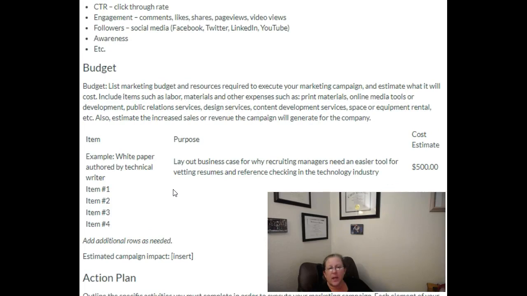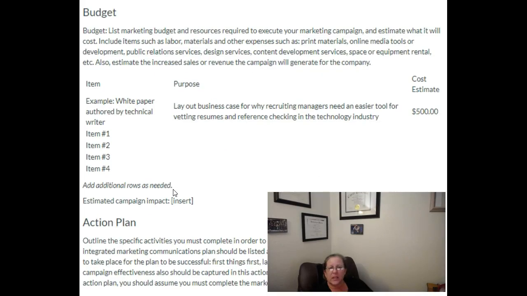And then next you need to address the budget, listing your marketing budget and your resources that you're going to need to execute the campaign, and just estimate what it'll cost. You need to think about labor, materials, any other expenses that you might have. If you're running Facebook ads, that's going to cost. And you can set a budget as to how much you want to spend each day. If you're doing digital ads, you may have to hire a design service company or a graphic artist. So there's a lot to think about as to what you might need to do.